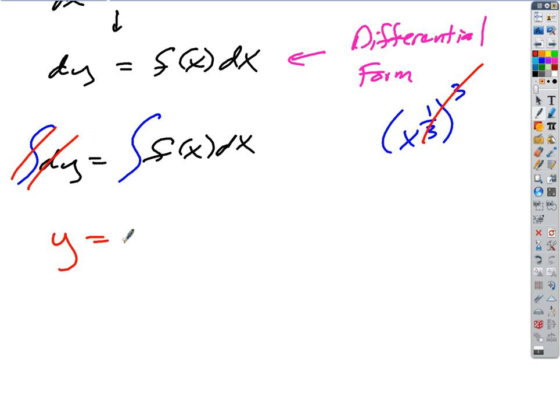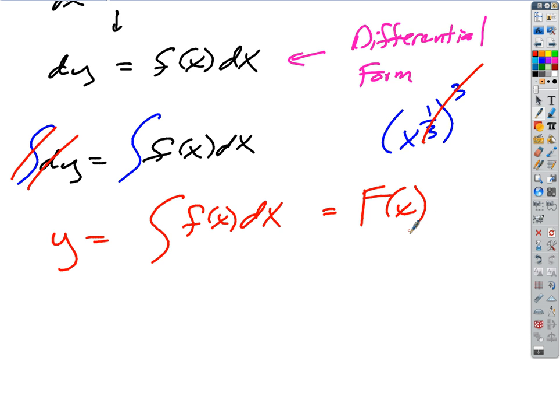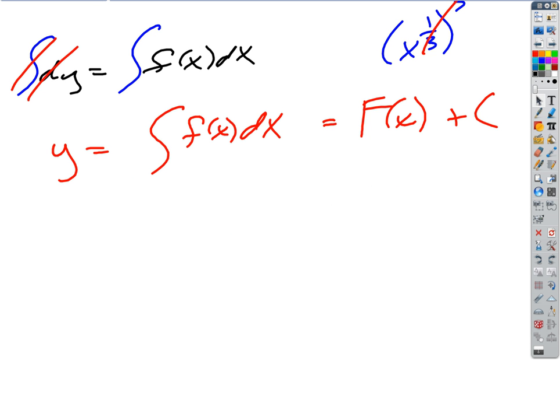So I get y equals the integral or antiderivative of f of x dx, and we would describe that solution as the antiderivative f of x plus c. Okay, so now what is the anatomy of this thing? If we wanted to describe this weird equation that we've just drawn, what's the terminology that accompanies all this stuff?